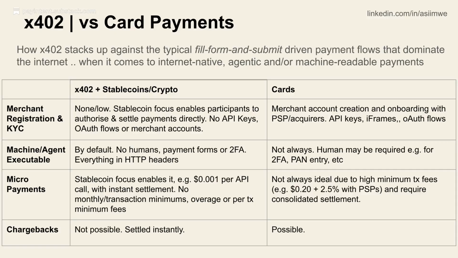Chargebacks are not possible in these stablecoin flows. The payments are final with instant settlement. You can see how Coinbase with this protocol is positioning itself for a world in which AI agents autonomously interact and transact with other AI agents. By upgrading the web's foundational communication layer, rather than stacking more software on top of legacy banking networks, protocols like this show us what a friction-free, machine-executable economy may look like.